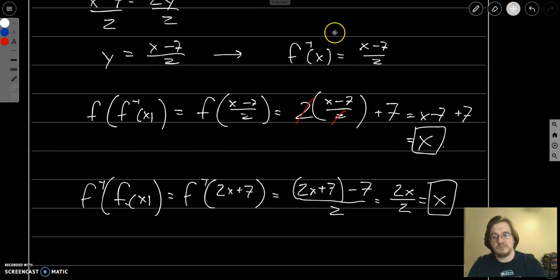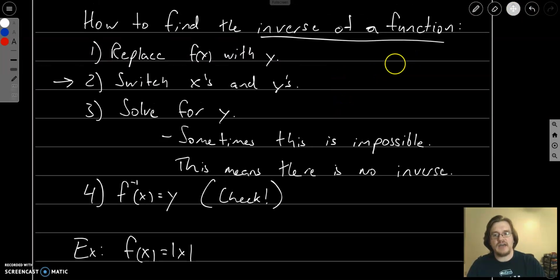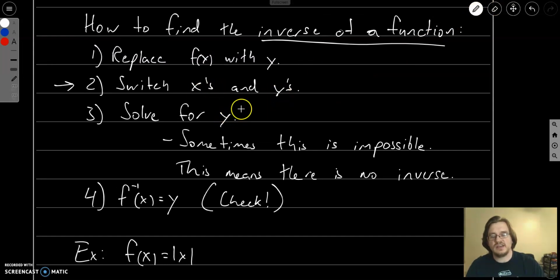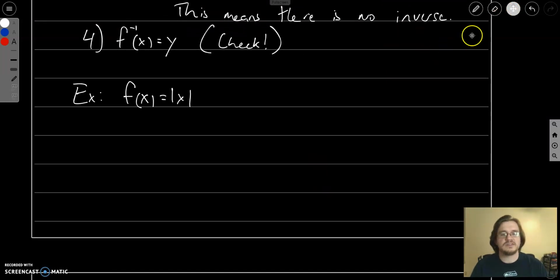Now, there is something that can go wrong in this process. After you switch x's and y's, you may not be able to solve for y. So sometimes it's impossible to solve for y. That means that this function has no inverse. And this is also the reason why we want to check that the inverse that we found is actually the inverse, to make sure that we didn't do anything wrong. So what I'll do is I'll go through an example of a function that doesn't have an inverse, and in the next video I'll go through an example where we stumble across that.